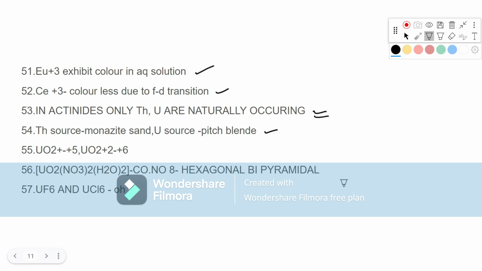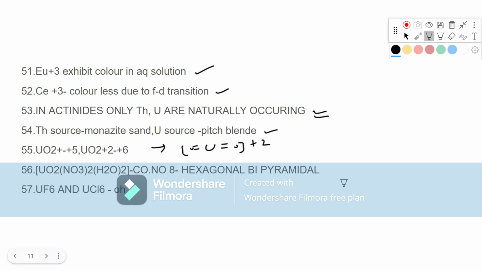UO2+ is in +5 oxidation state. UO2 2+ is in +6 oxidation state, right? So UO2 2+ you can write like this, U double bond O 2+. Linear structure, yes or no? So this is a dioxo ion, this is an oxo ion, this is a dioxo ion.